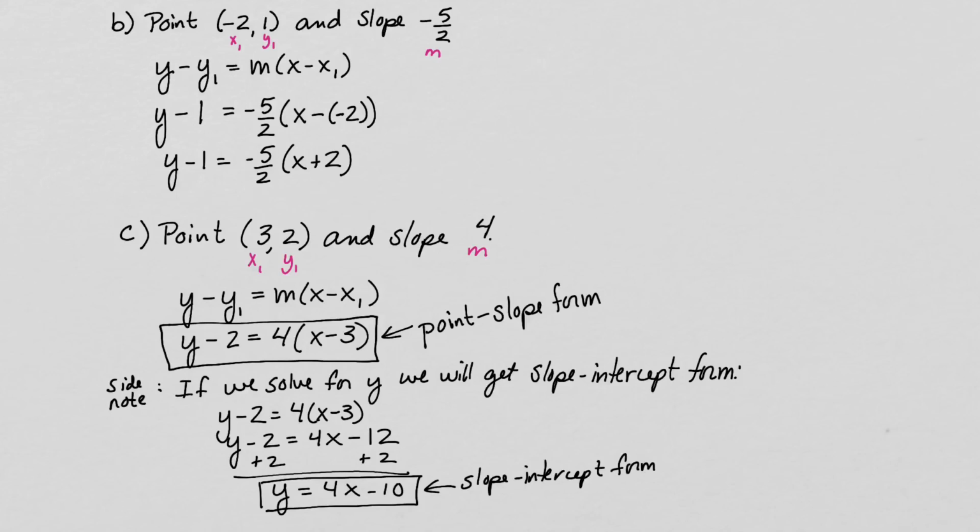And so some people, rather than do what we did in the slope-intercept video, like to always use point-slope form, and then if they need slope-intercept form, solve for y.